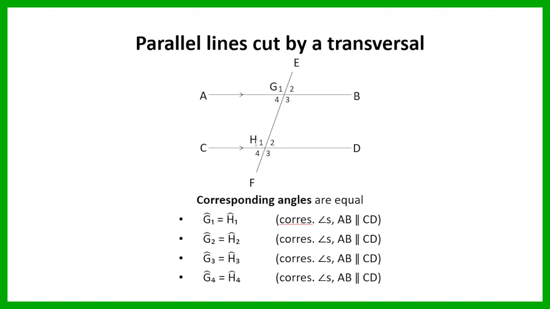So G1 and H1 are both sitting on top of the parallel lines. G2 and H2 are also both on top of the parallel lines. G3 and H3 are both under the parallel lines. And G4 and H4 are also both under the parallel lines. So they are in matching positions to each other. So when your lines are parallel and you have a transversal cutting through, then your corresponding angles will be equal to each other, and the reason we give is corresponding angles, and then we have to say which lines were parallel, because remember, they are only equal if the lines are parallel. So if the lines aren't parallel, it means absolutely nothing.